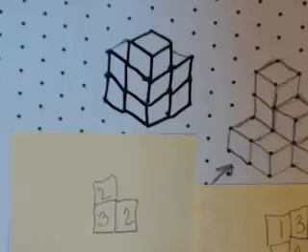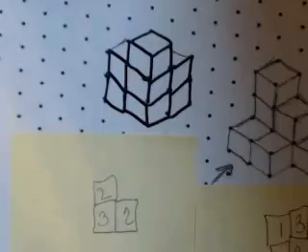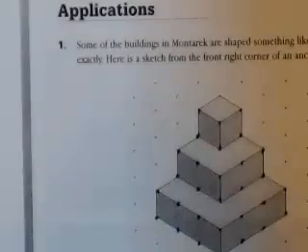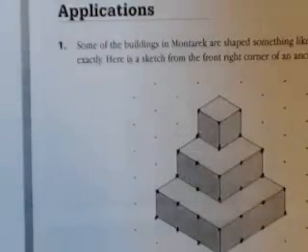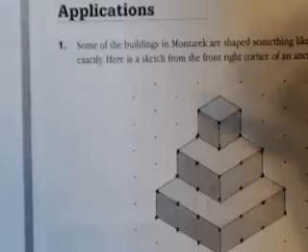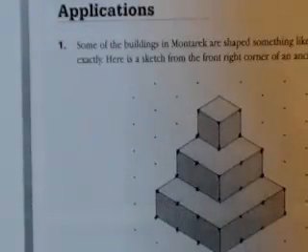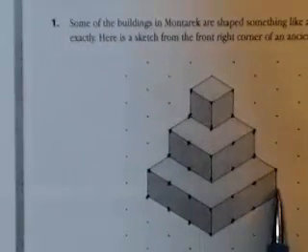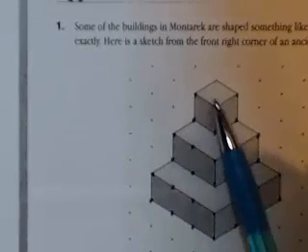Now you could actually have a little history lesson when you are doing the base plans. And these are called ziggurats. It's an ancient building, and these buildings were designed in flats. So here we have a 3x3, and then a 2x2, and then a 1x1.